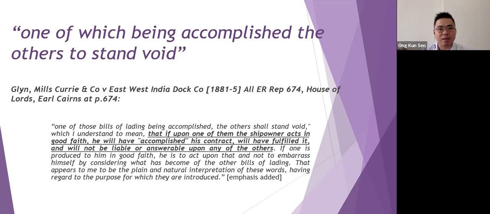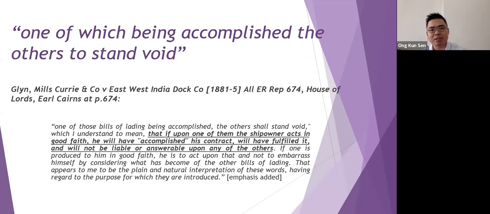To put it in simple words, whoever presents the first BOL to the ship owner will have the goods released to him, and then the rest of the BOLs will be void. Or rather, we use the word stale BOL, meaning it has become void and you can't use it for any other purposes, as the goods have been delivered and released to the other holder. So even though you are still holding the rest of the BOLs, they don't serve any legal purpose. You can't even claim the goods.